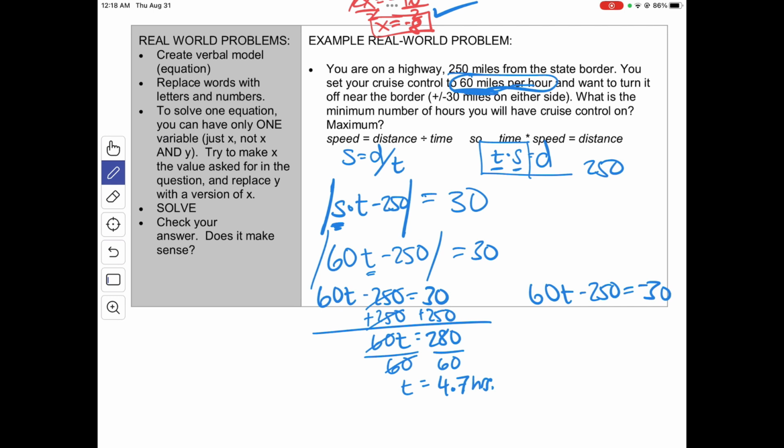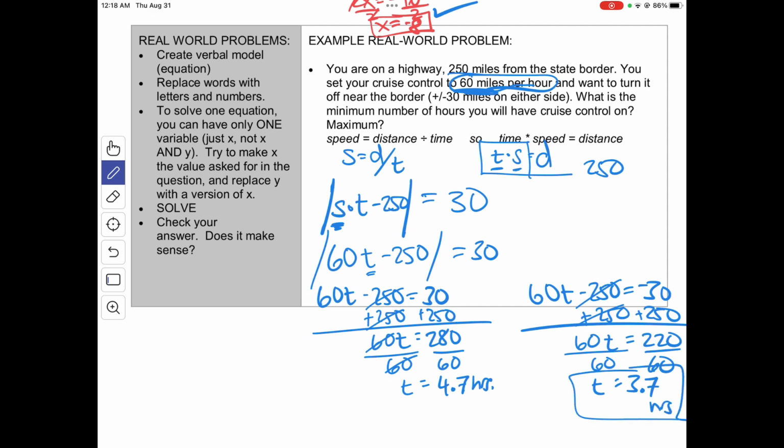Looking at my other equation, I have 60t minus 250 equals negative 30. So again, I'm going to add 250 to both sides of the equation. And I get that 60t equals 220. And when I divide both sides by 60, I get that time equals 3.7 hours. And again, it's actually 3.66667 hours, but it rounds off the same way.